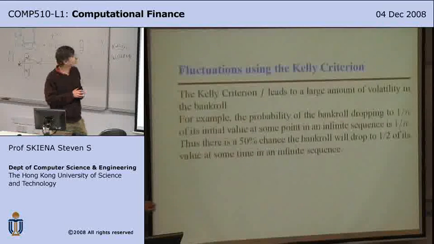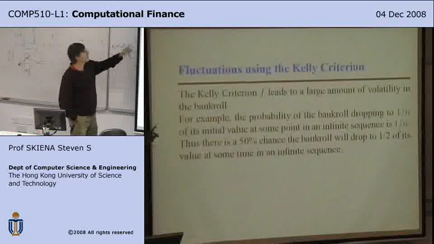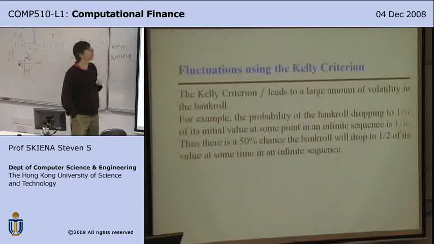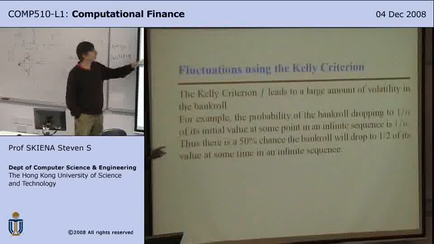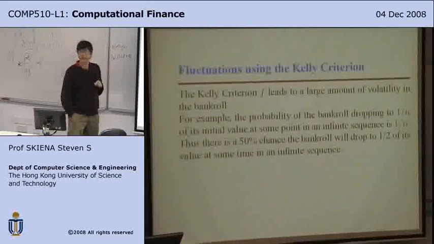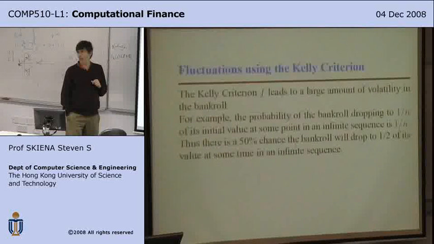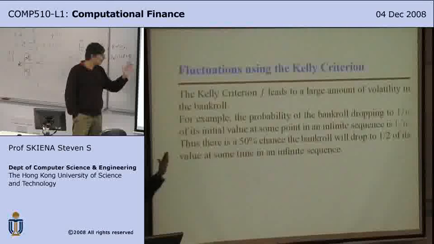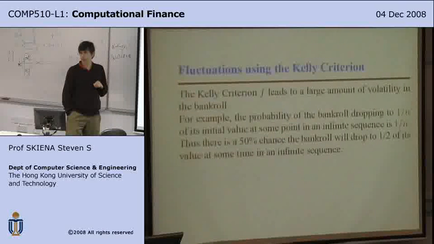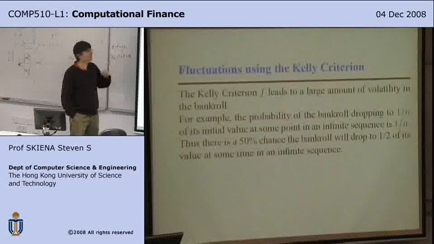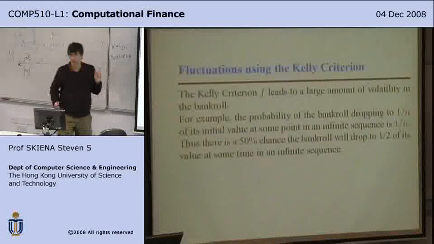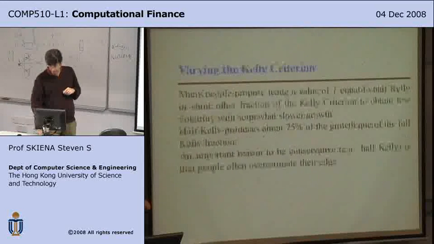For example, it can be proven that the probability that your bankroll will drop to 1/n of its original value at some point is 1 over n. So if you start with this strategy, there's a 50% chance your bankroll will drop to 1/2 at some point. There's a 1% chance it'll drop to 1% of your original value. So although this does give you a good growth rate, there is still a considerable level of risk. You're not going to go bankrupt, and if you are willing to play until n goes to infinity, you will recover. But there are still losses, or volatility, here.